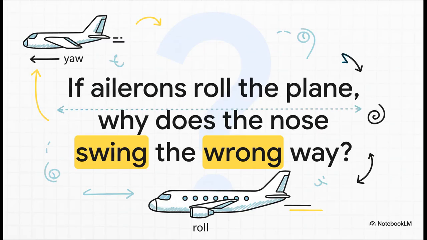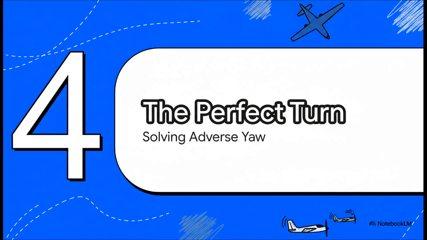Well, this is the big twist I was talking about. Imagine you want to turn right. You use the ailerons to roll the plane to the right, but for a split second, the nose of the aircraft actually swings the wrong way. It swings to the left. So, what on earth is going on here? This weird little phenomenon has a name, and figuring out how to fix it is one of the coolest little stories in engineering. It's all about solving a problem called adverse yaw.